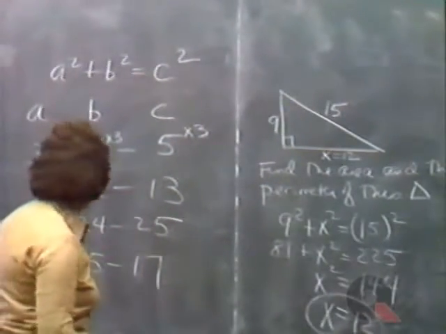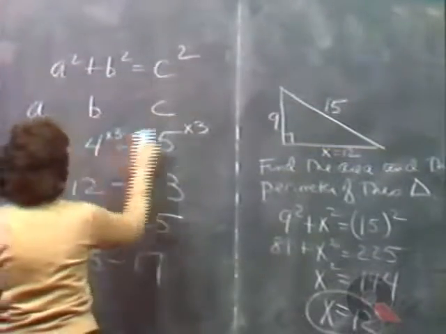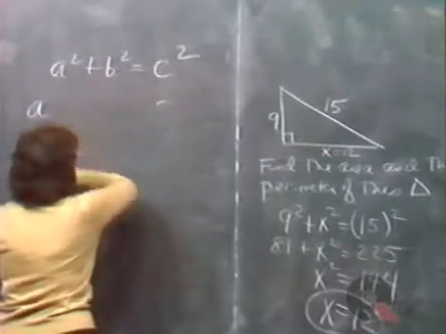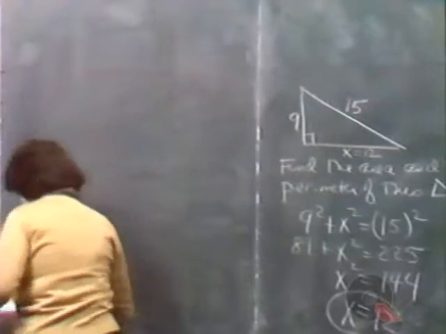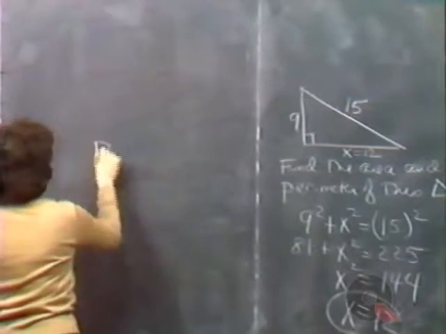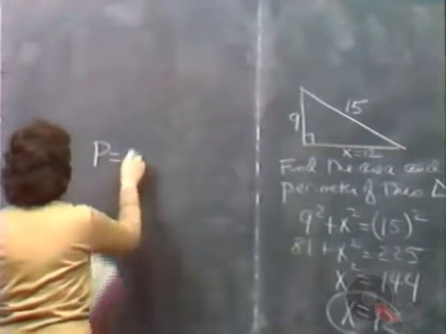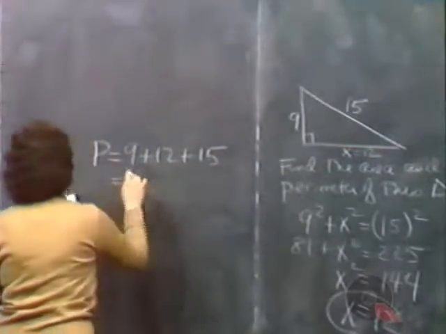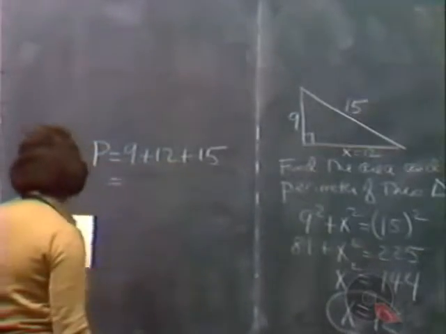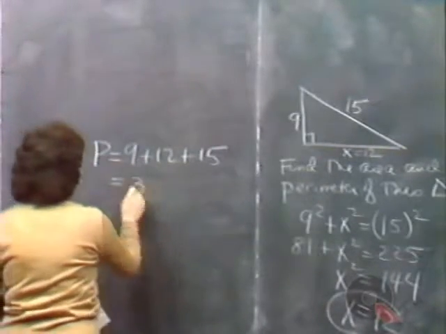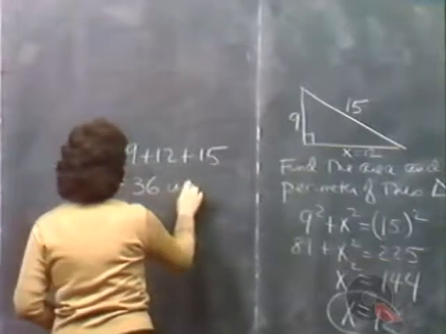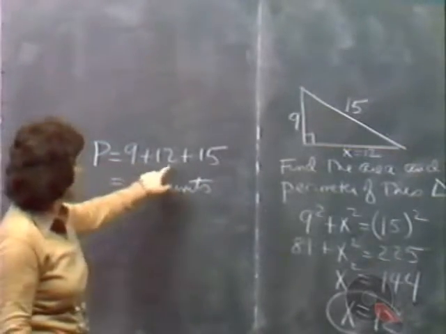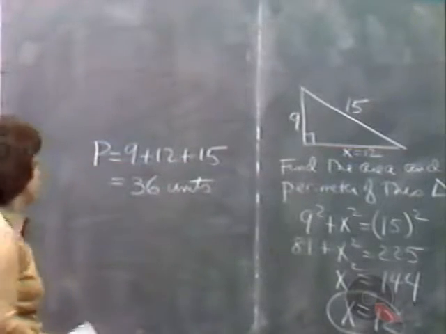Okay, now just finishing up the problem. Since I already know x, I can now find the perimeter and the area very simply. The perimeter, P, is going to be 9 plus 12 plus 15. Just adding up the lengths of the 3 sides of the triangle, and you get 36 units for the perimeter. 9 and 12, 21, and 15, 36.